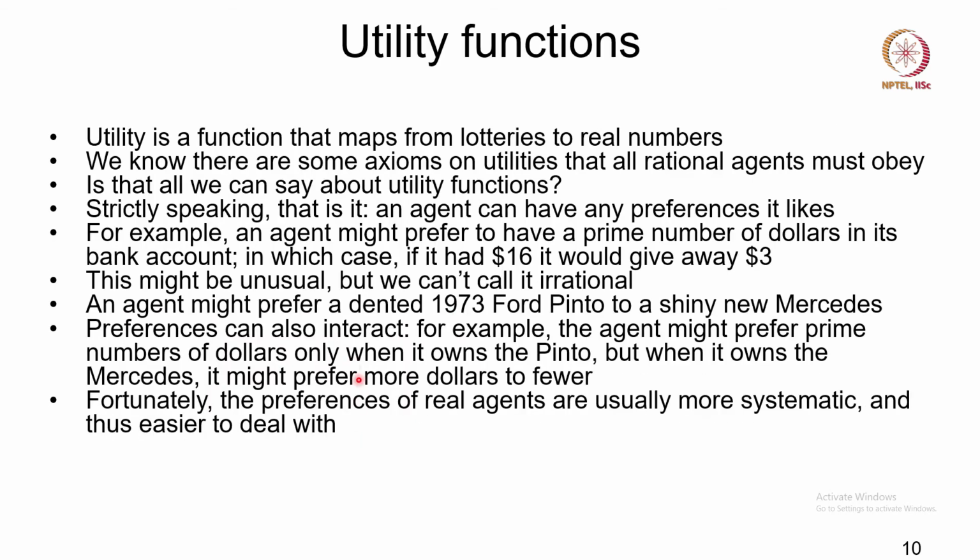Okay, so let us look at what you mean by utility functions. Utility is a function that maps from lotteries to real numbers, right? So we just saw how you can take a lottery and convert it into a utility basically. But what happens is that the preferences can sometimes be not really rational. For example, an agent might prefer to have a prime number of dollars in its bank account. So if it has $16, it would give away $3, right? So that is not a rational behavior.